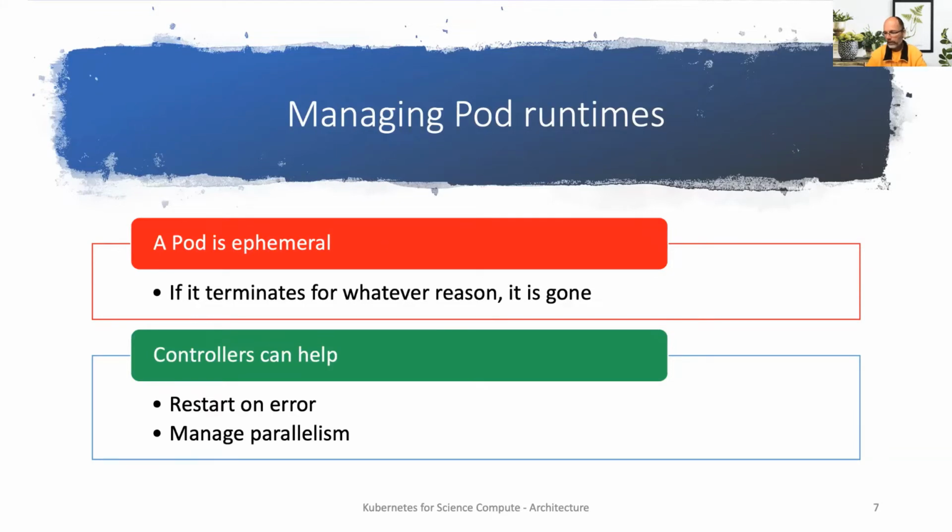Now, that said, you should also be aware that a pod is ephemeral, which means if it terminates, for whatever reason, it's gone. There is nothing persistent about it. And if you need any kind of error recovery, you need something on top of it. And in Kubernetes land, this is called controllers. And they will help you restart the pod in case of failure, or even help you run many pods that are similar as a single unit.